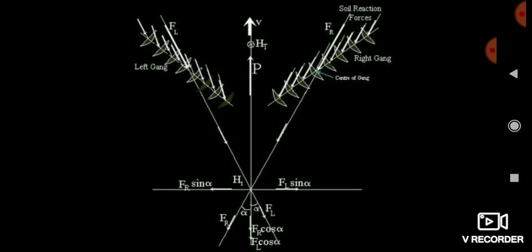Means gangs के बीच, axis के बीच जो हमारा angle बनता है उसे अपन gang angle बोलते हैं. And you can clearly understand here P is the pull. Means P I have represented in the vertical direction, that is our pull.